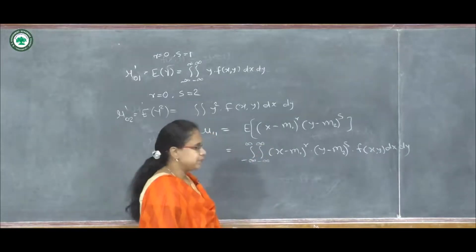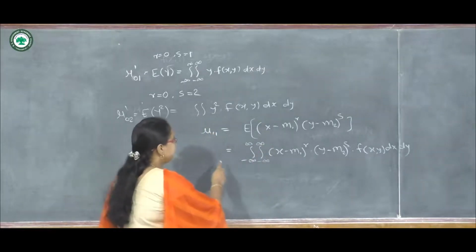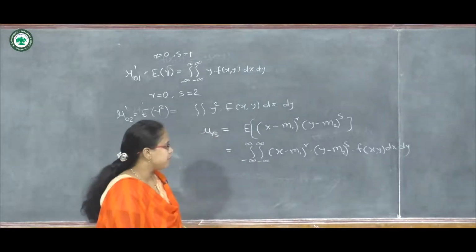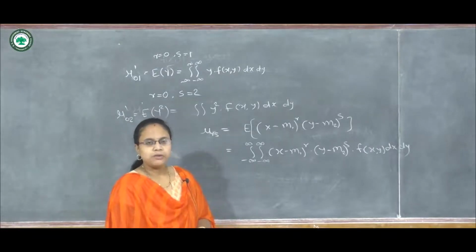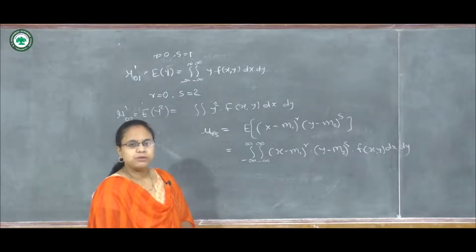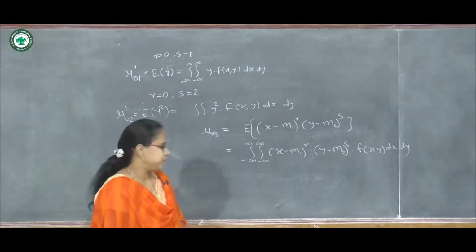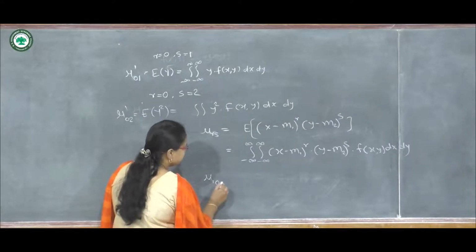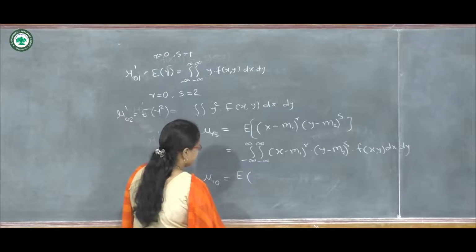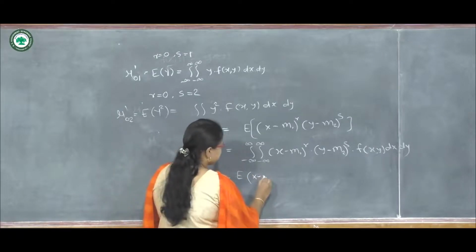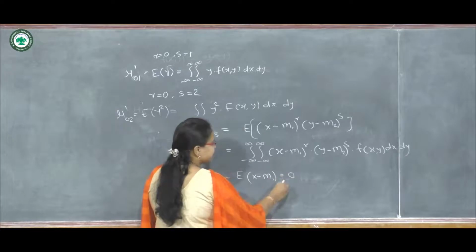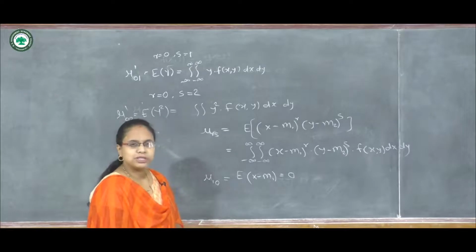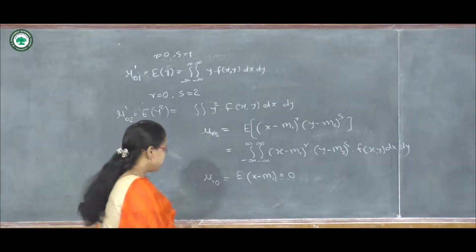So this is the central moment mu rs, and if we put different values of r and s, it will provide us the central moments. Or we can calculate these central moments by using the raw moments. So mu 1 0, that is expected x minus m1, so this is 0. Similarly mu 0 1 will be 0, so the first central moment is 0.